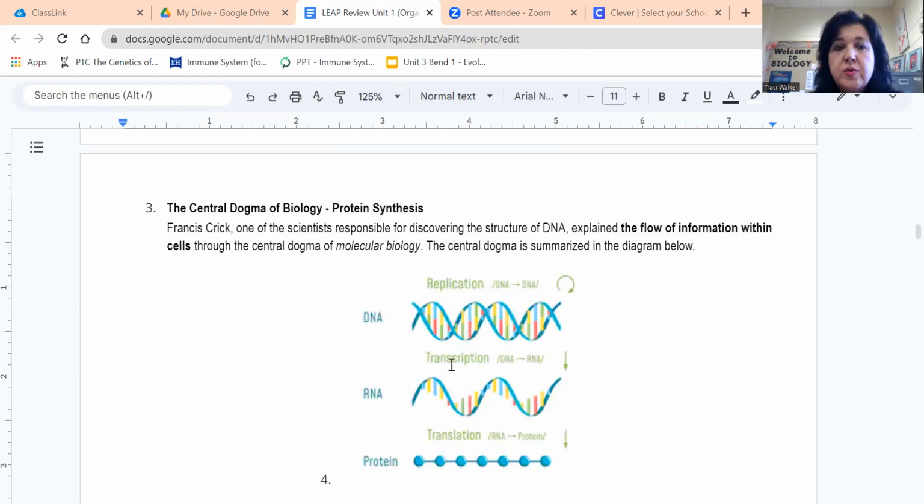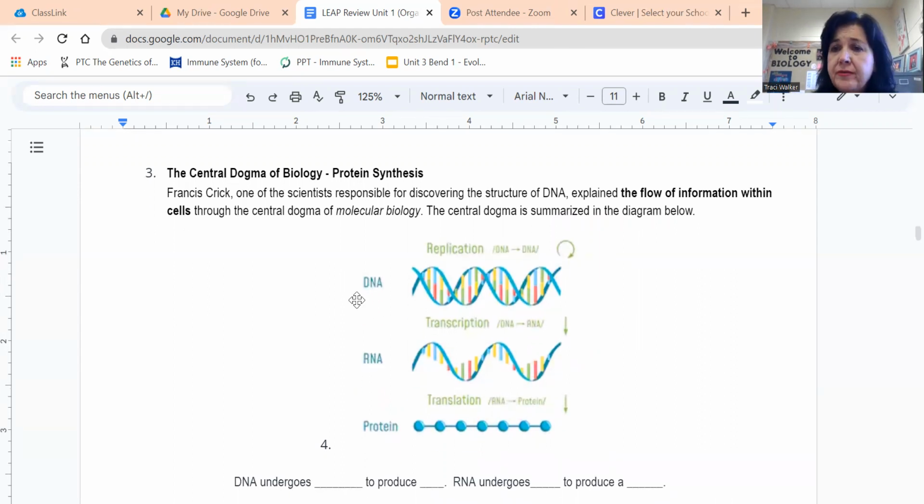Francis Crick was one of the scientists that discovered the structure of DNA, this double helix spiral staircase looking structure. And from discovering that structure, scientists were able to explain how the information that is held in the DNA, the genetic information, flows from that DNA to other parts of the cell, and then ultimately to all parts of the living organism. And so we learned that all of your cells have a complete copy of your DNA.